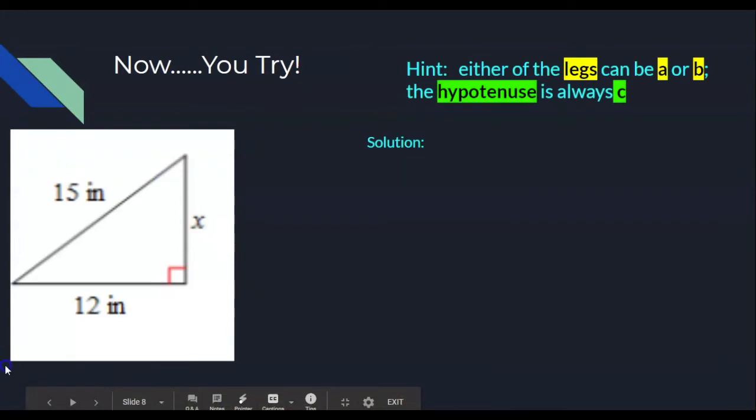Here's a problem for you to try on your own. Remember that the legs can be either A or B, but the hypotenuse has to be C. Let's look at the solution.